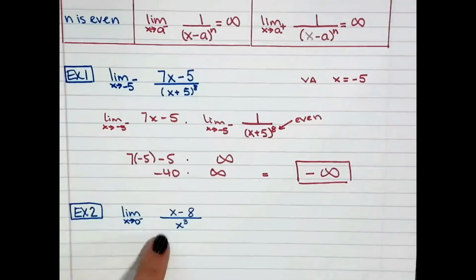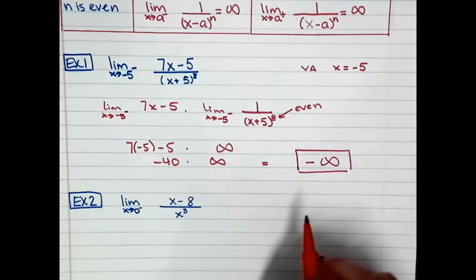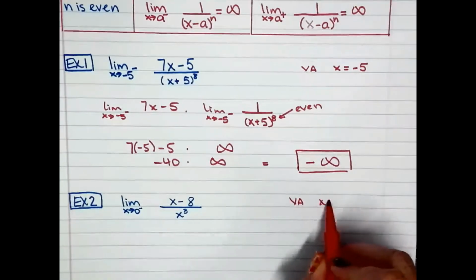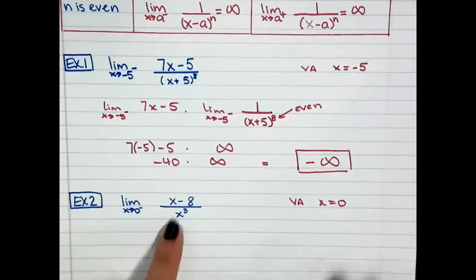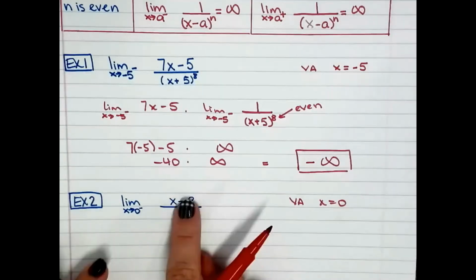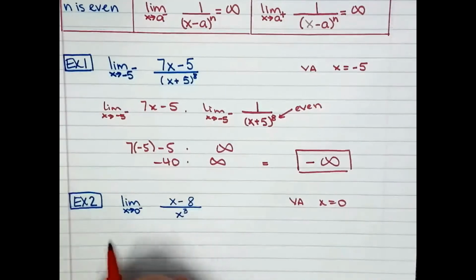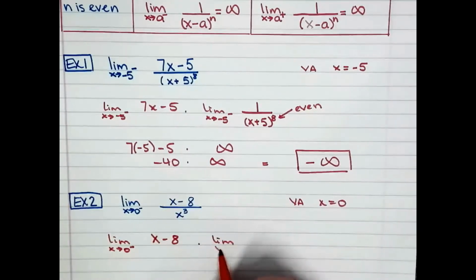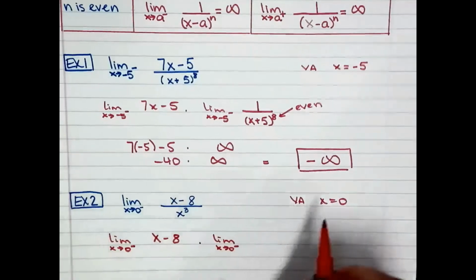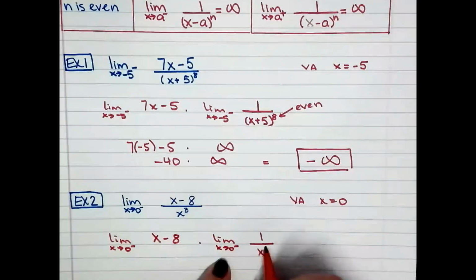Now, same idea for example 2. Before I start doing anything, you find the vertical asymptote. So, easy money right there. The vertical asymptote is 0. I will split that up like I did in example 1. So the limit as x approaches 0 from the left of the numerator, and the limit as x approaches 0 from the left of the denominator.